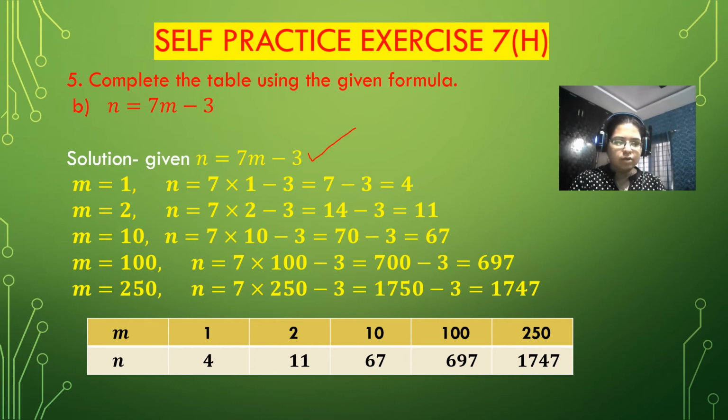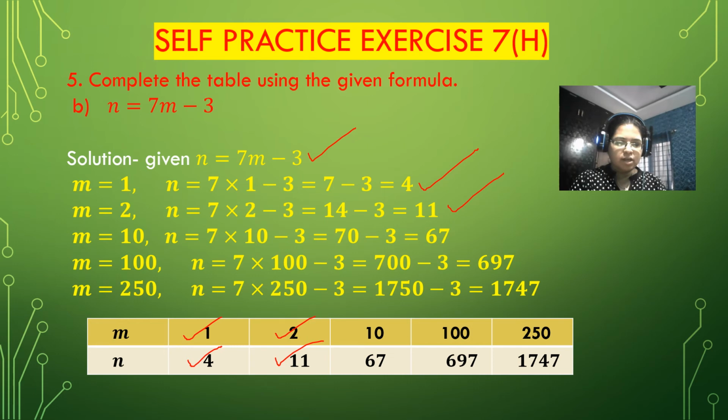When m equal to 1, we have to put the value of m equal to 1 in n, then n will be 7 multiplied with 1 minus 3. 7 multiplied with 1 is 7, 7 minus 3 is 4. So when m equal to 1, n will be 4. Now m equal to 2, then n will be 7 multiplied with 2 minus 3. 7 multiplied with 2 is 14, 14 minus 3 is 11. So when m is 2, n is 11.